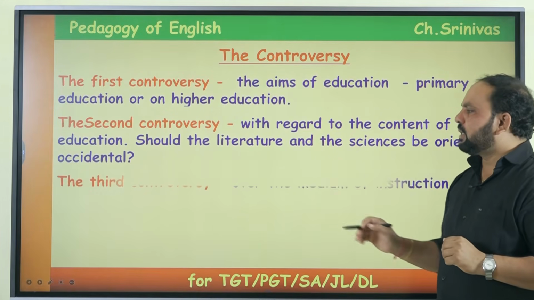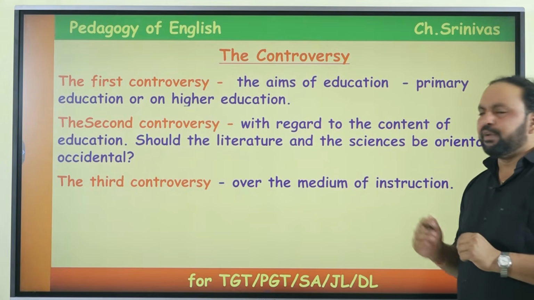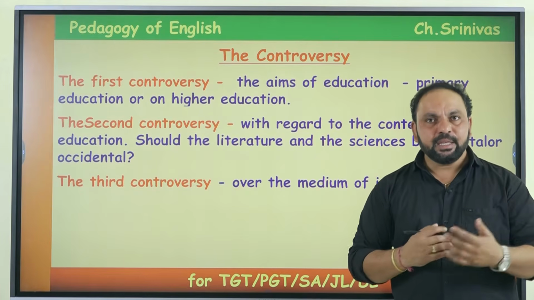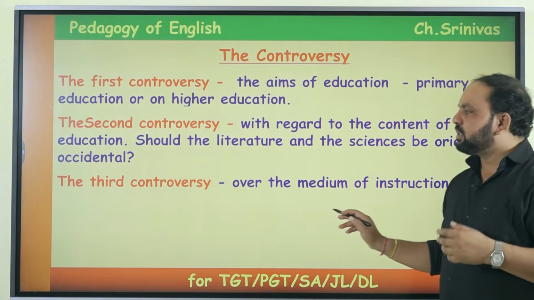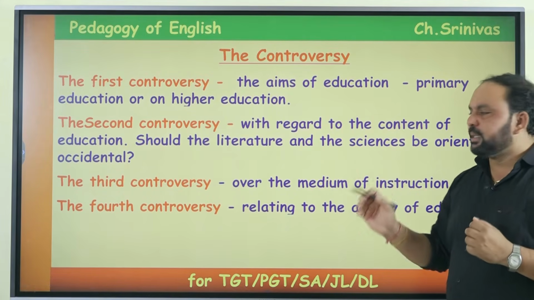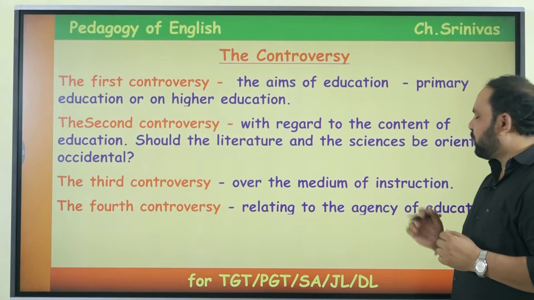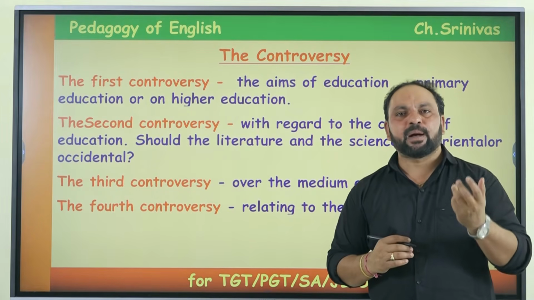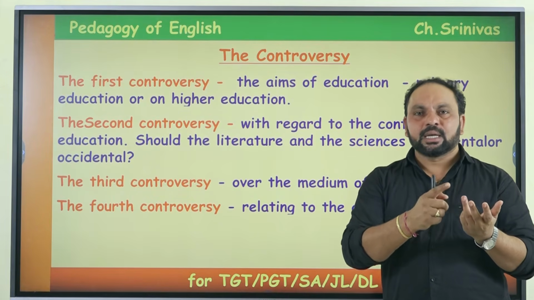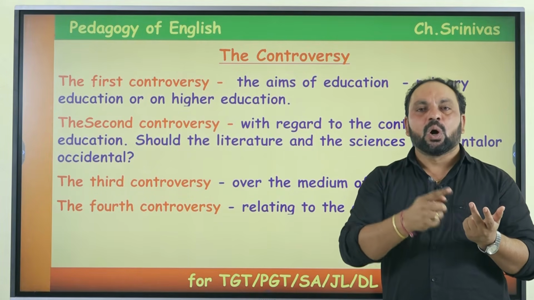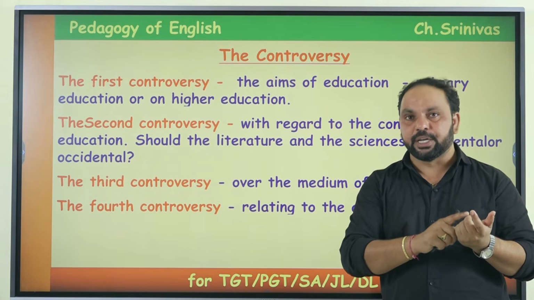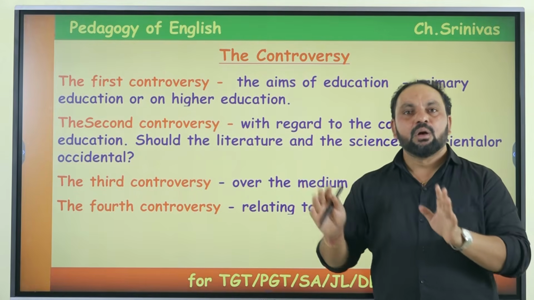And the third controversy was over the medium of instruction. Which language should be the medium of instruction in India? That was the third controversy. And the fourth controversy regarding the Charter Act of 1813 was relating to the agency of education. Who should take the responsibility of education? Whether the government, whether the Christian missionaries, or whether any other public agencies should take the responsibility of Indian education. So that was the fourth controversy.